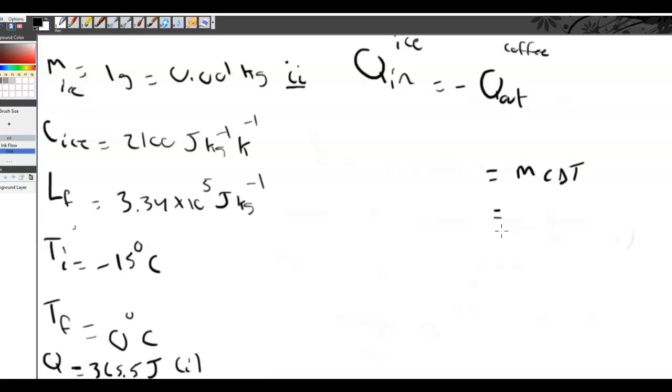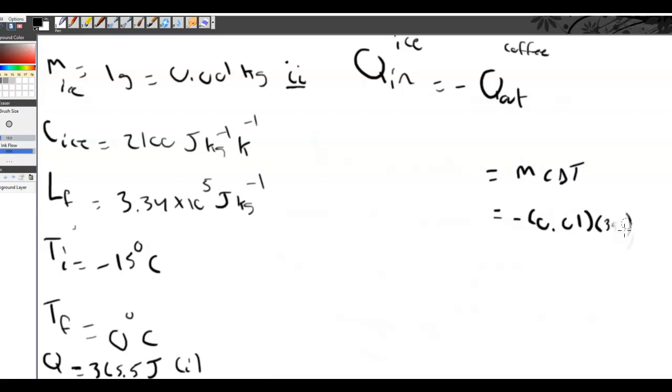Why do I only have one thing on the right side? Well, because the coffee is only going to do one thing. The coffee is only going to temperature change. It's not going to phase change. Now, how do I know that? Well, again, just kind of common sense. I mean, it doesn't have to be that way, but it is for this problem. So I already know that this is going to be the mass of the coffee times the specific heat capacity of the coffee, which is 3980.